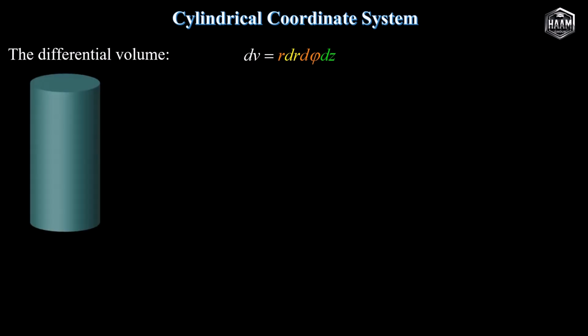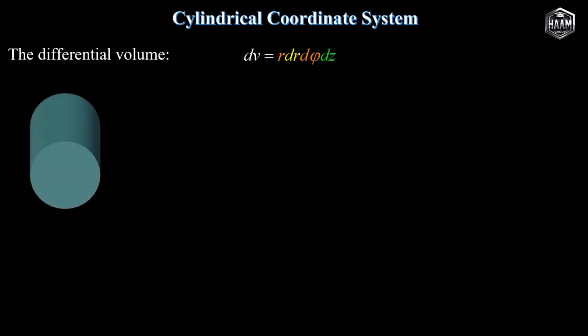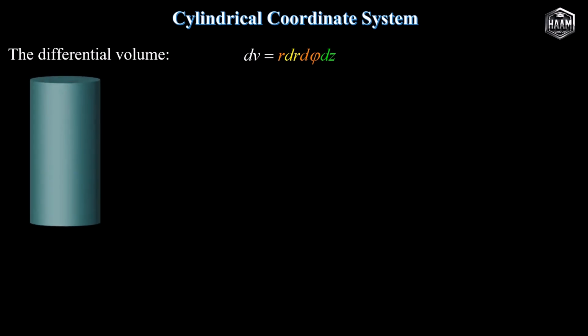So we have shown that the differential volume is r dr d phi dz. For a complete cylinder, we still have this same differential volume. Now let us specify the ranges of the variables. For example, z ranges from negative h to h.